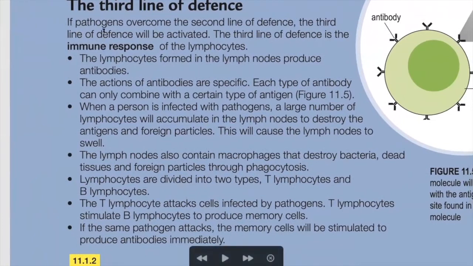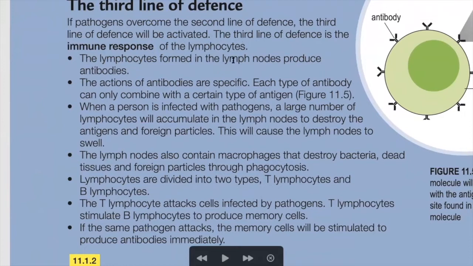Awak tengok, if the pathogen overcomes the second line of defense, the third line of defense will be activated. So bila second line of defense tu tidak berjaya, maksudnya third line of defense pula yang akan activated. So the third line of defense is immune system of lymphocyte.